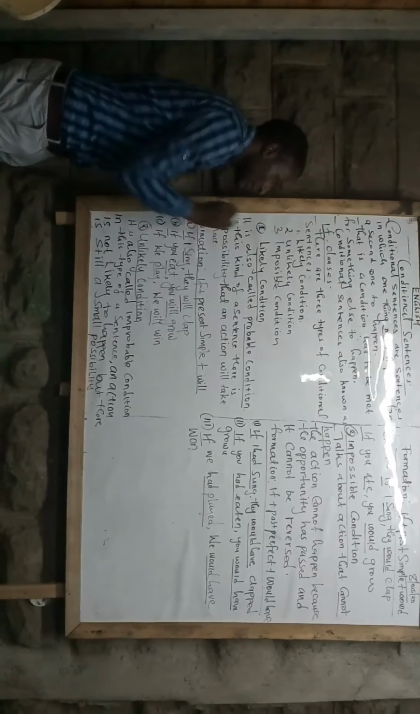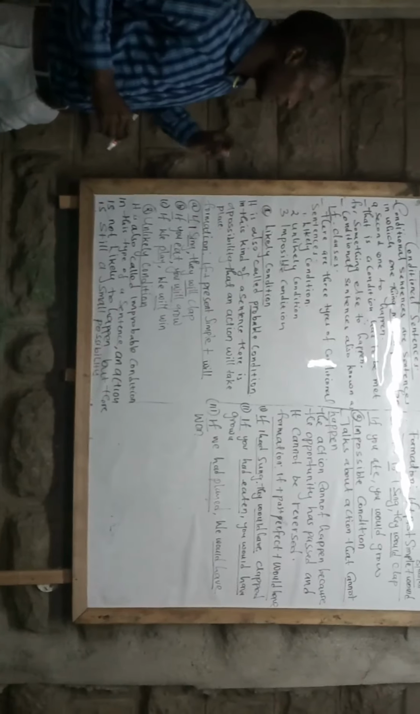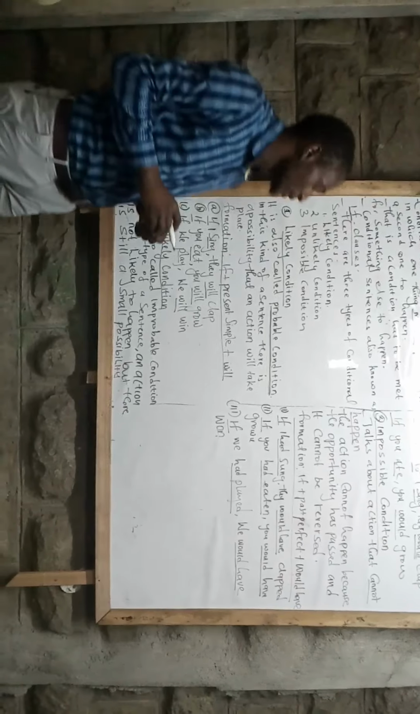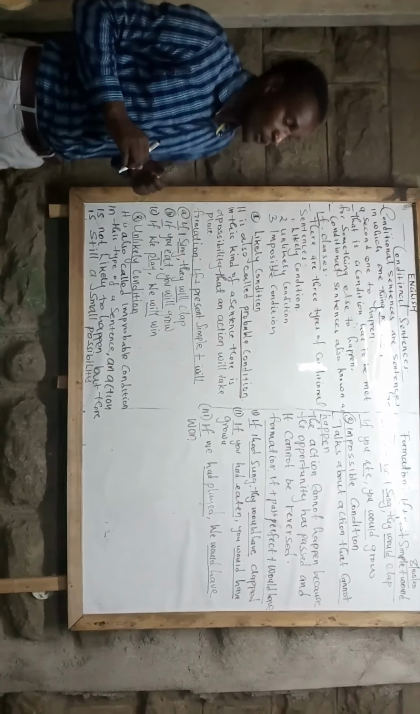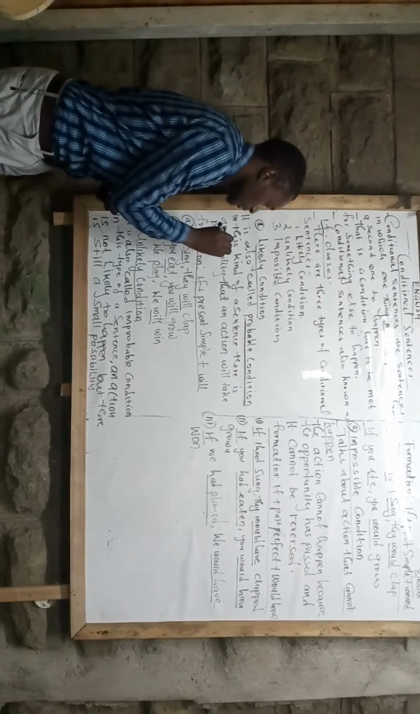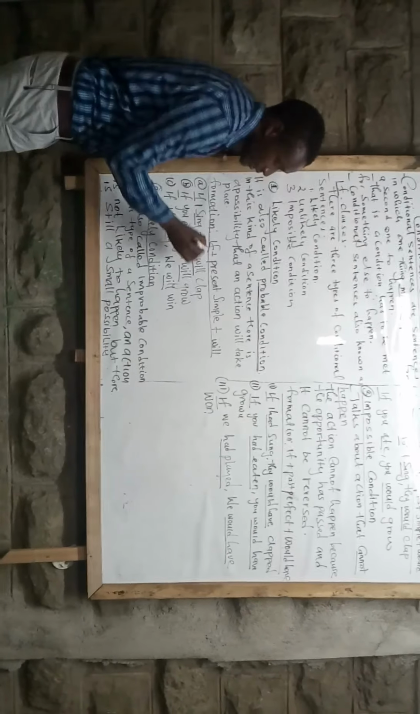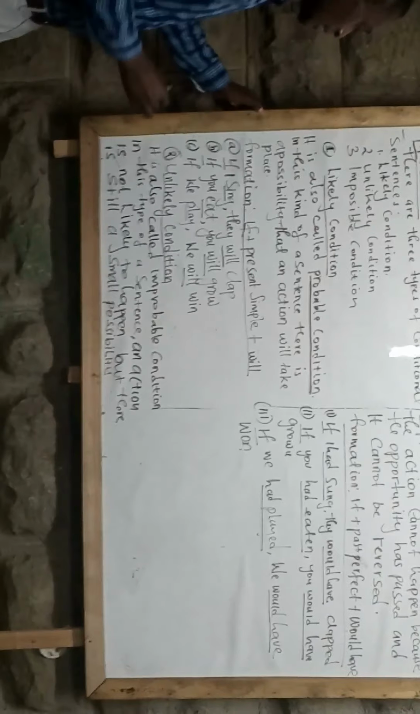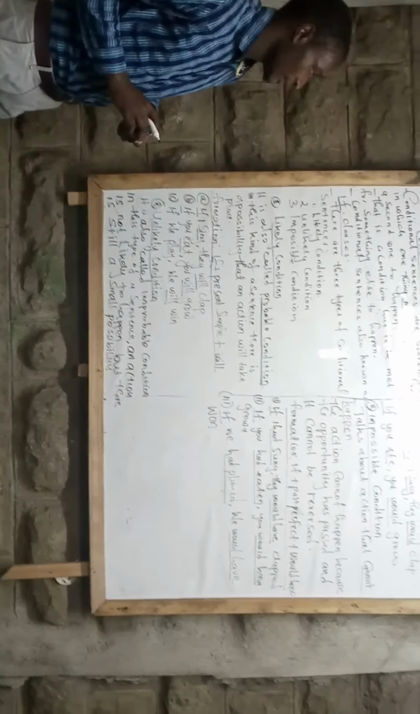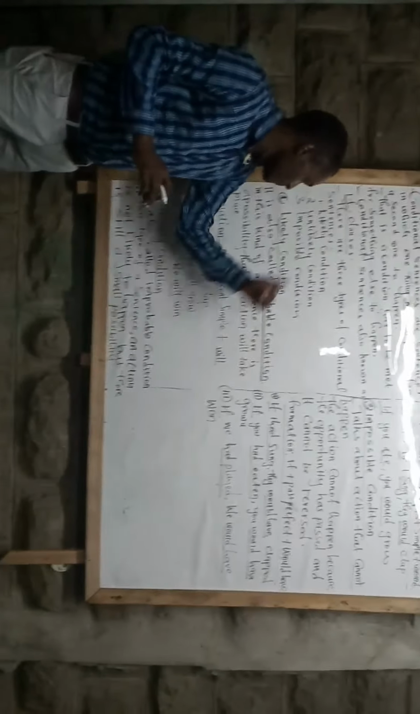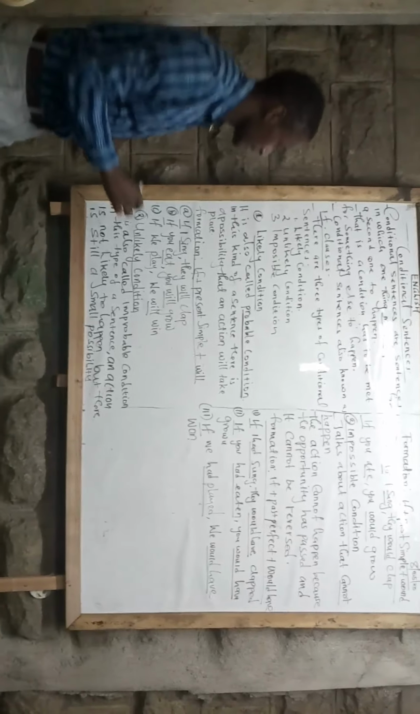So the first one, likely condition. It is also called probable condition. In this kind of sentence, there is a possibility that an action will take place. The formation of these likely conditions: we form a sentence by using if together with the present simple and will. Example: if I sing, they will clap. So there is a condition here which shows that there is a possibility that an action will take place. If I sing, the action that will take place is that they will clap.